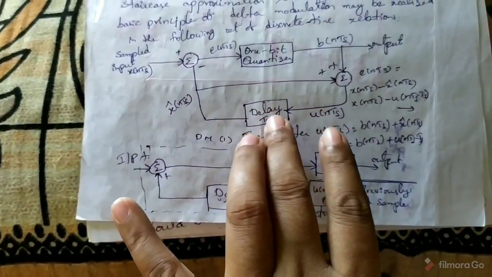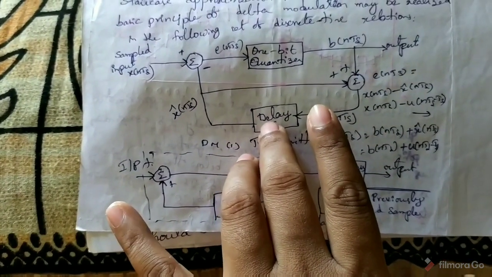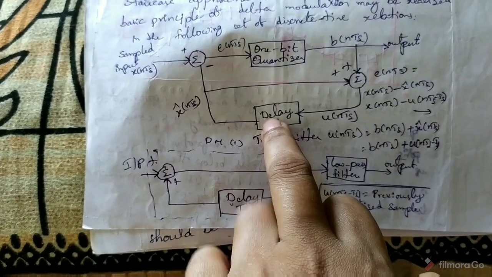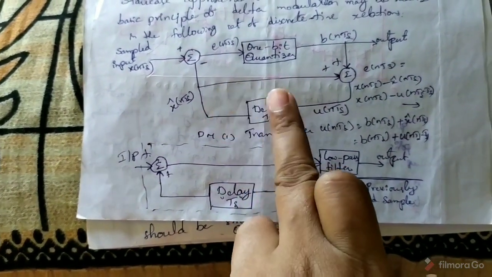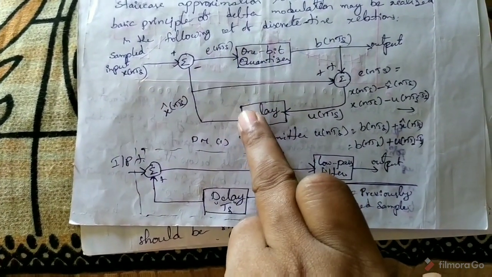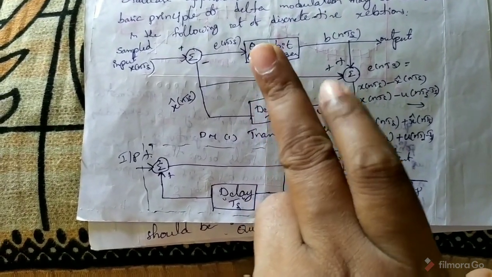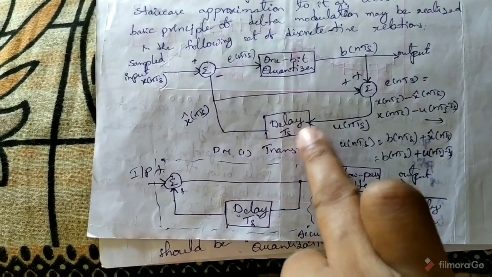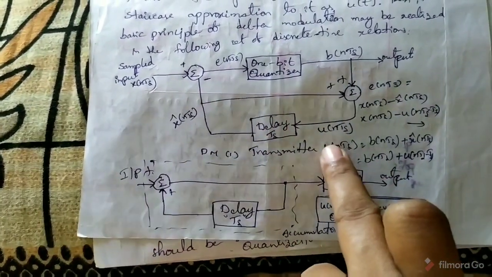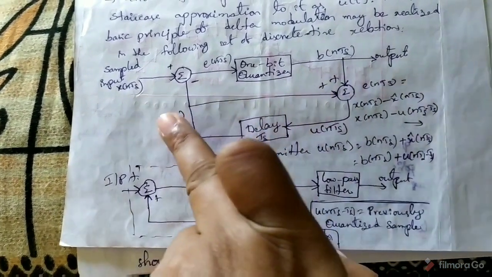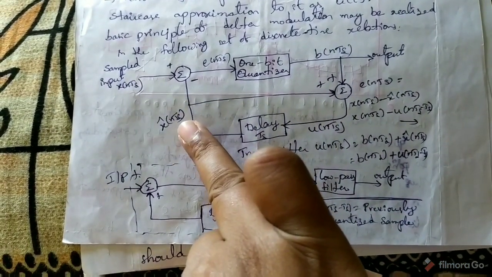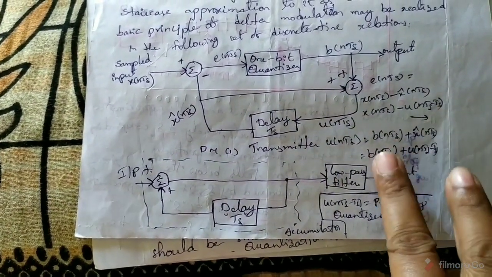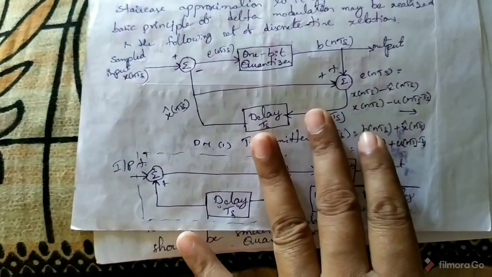See this one, and there we need prediction. Why? Because we need to consider the difference between the previous sample and the present sample. That's why we represent it as a prediction there. But here we did it with the help of the approximation staircase signal, so there is no need for any prediction. We will take the delay unit, which gives x cap of nTs, and x cap of nTs is equal to u of nTs minus Ts. That is the difference between the DPCM and DM block diagrams.